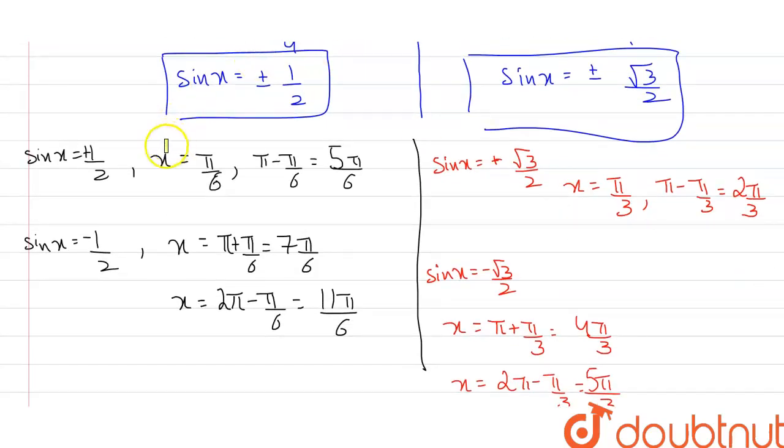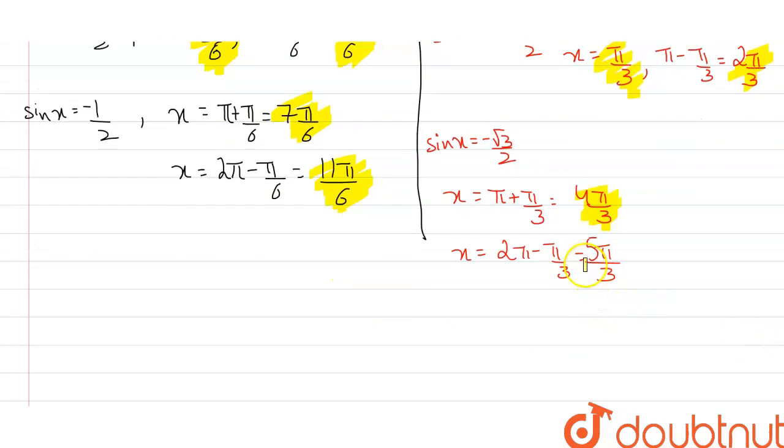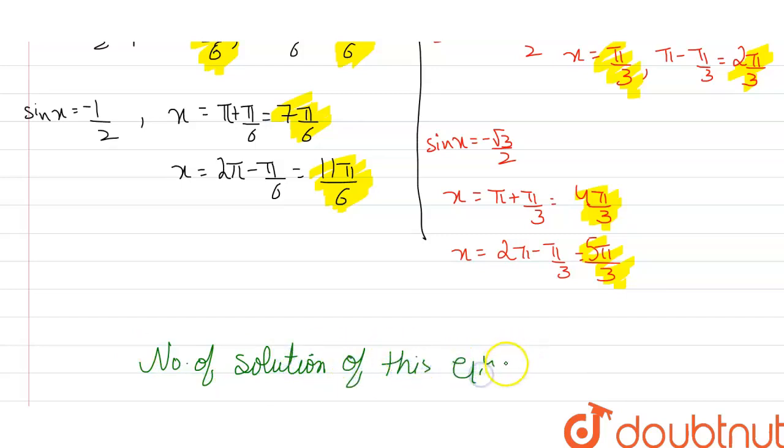We are receiving the x values pi by 6, 5 pi by 6, 7 pi by 6, and 11 pi by 6, and for the other case we have pi by 3, 2 pi by 3, 4 pi by 3, and the last one 5 pi by 3. So how many solutions are possible for x? Right now I can say there are 8 possible. So the number of solutions of this equation for x is 8. This is the answer we are looking for.